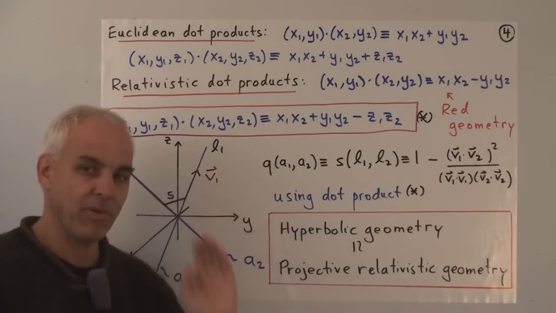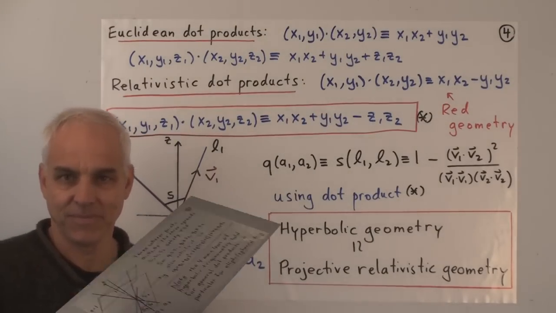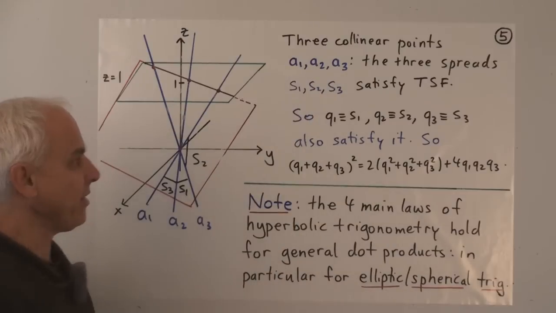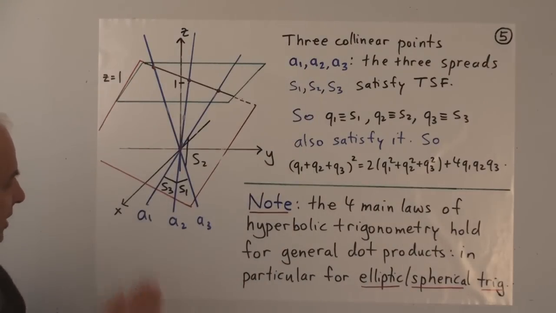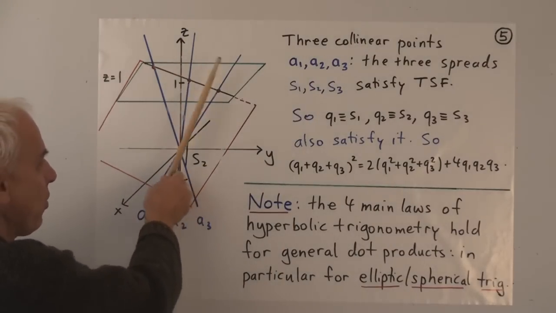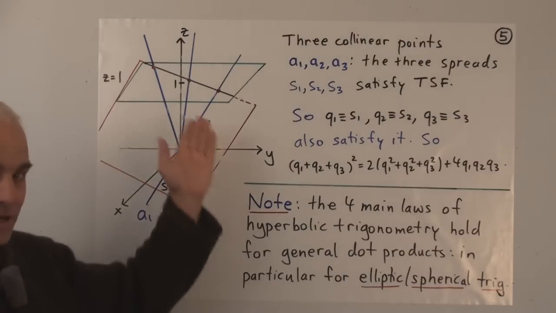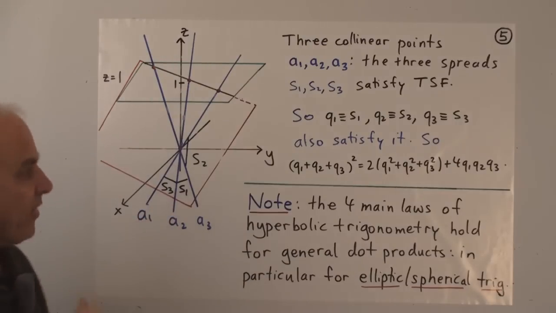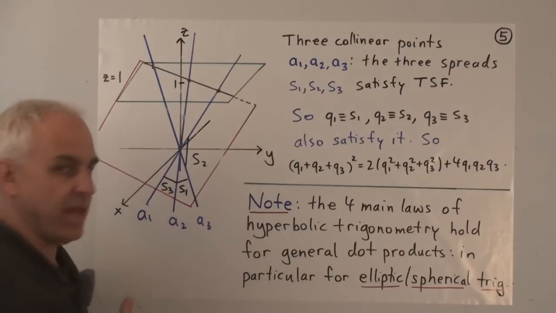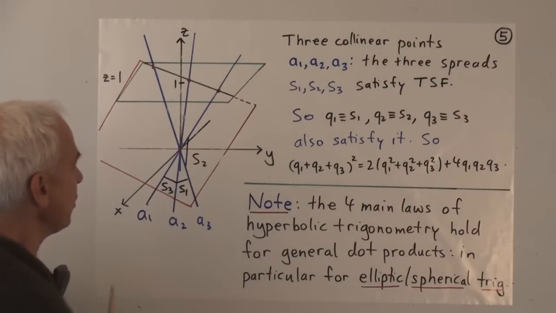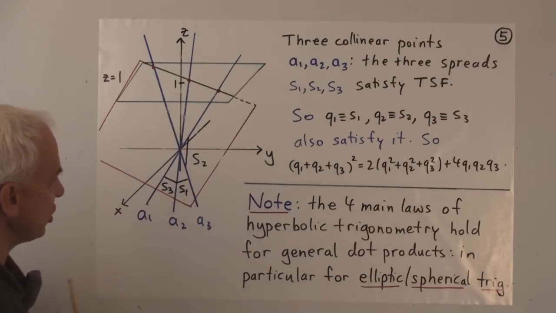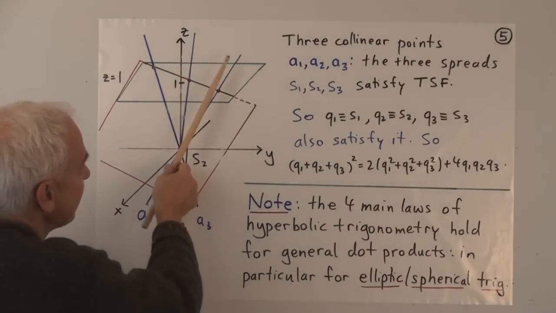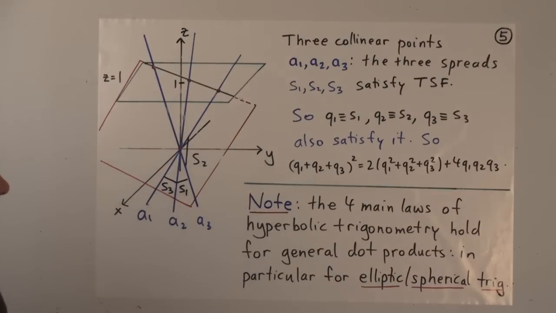So why does the triple quad formula hold? Well, suppose we have 3 collinear hyperbolic points, A1, A2, A3. Geometrically, that means we have 3 lines through the origin in this 3-dimensional space, and those 3 lines are collinear. What does that mean? It simply means that they lie in a plane. There's a plane through the origin, represented here by this red sheet. You should think of that as a plane through the origin, and all three lines lie on that red sheet.